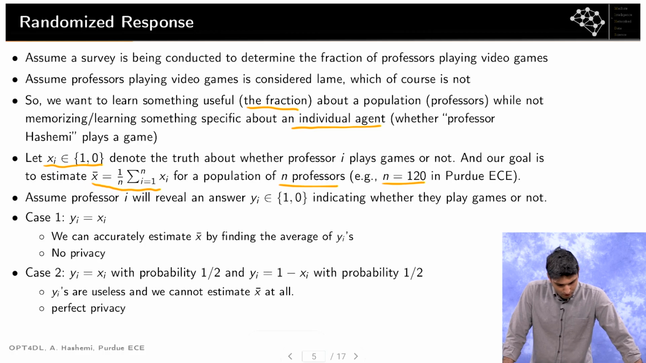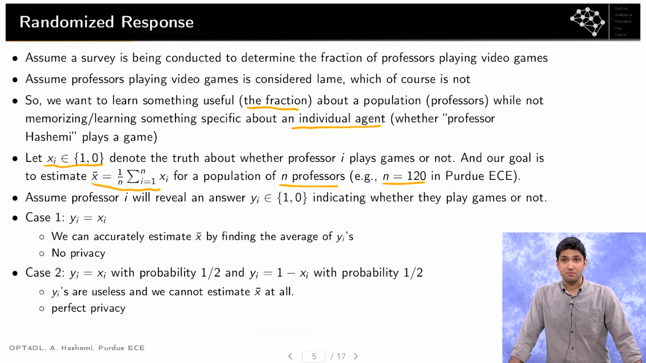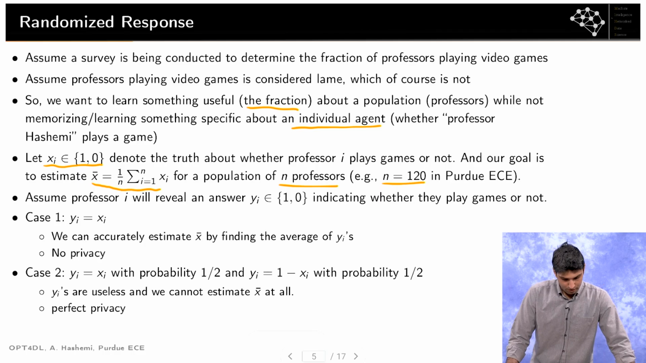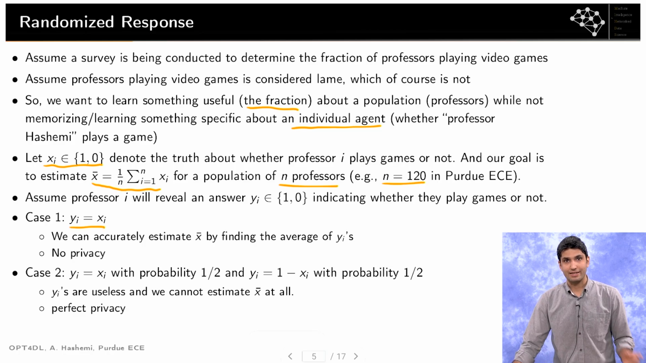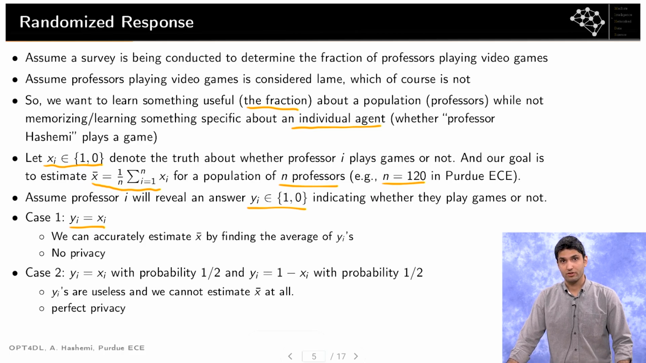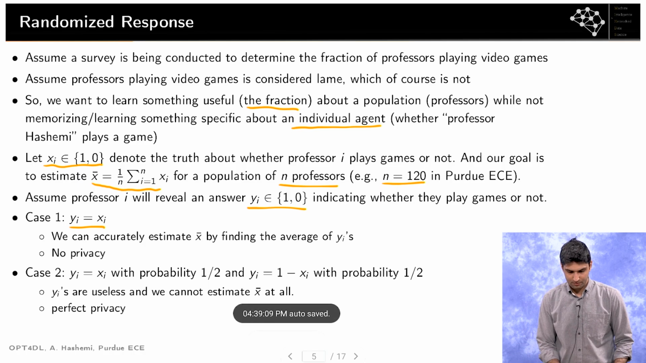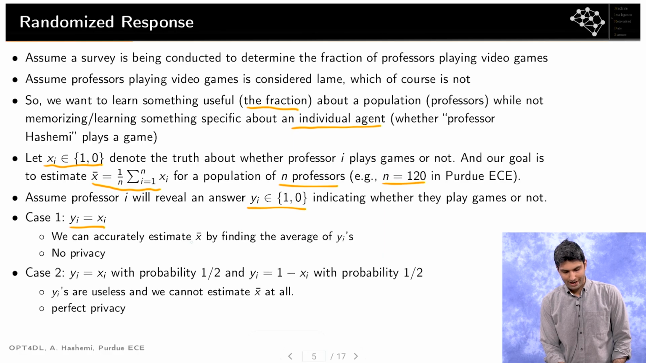Okay. All right. So xi is basically the truth, but when professors participate in the survey, that doesn't necessarily mean that they're going to actually provide this xi to the person conducting the survey. So let's consider a couple of cases. Let's say that in case 1, they are truthful, meaning that the response they provide, yi, is exactly equal to xi. So if yi is equal to 1, they are saying that they are playing video games. And if yi is equal to 0, they are saying that they are not playing video games. And in this case, yi is exactly equal to xi.